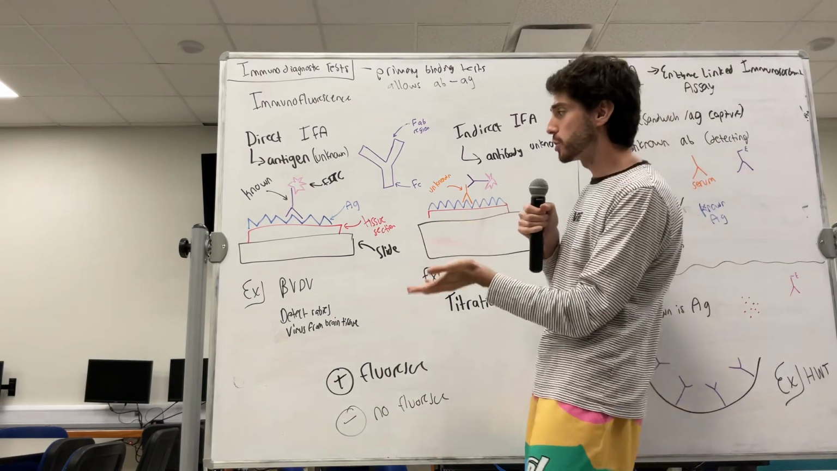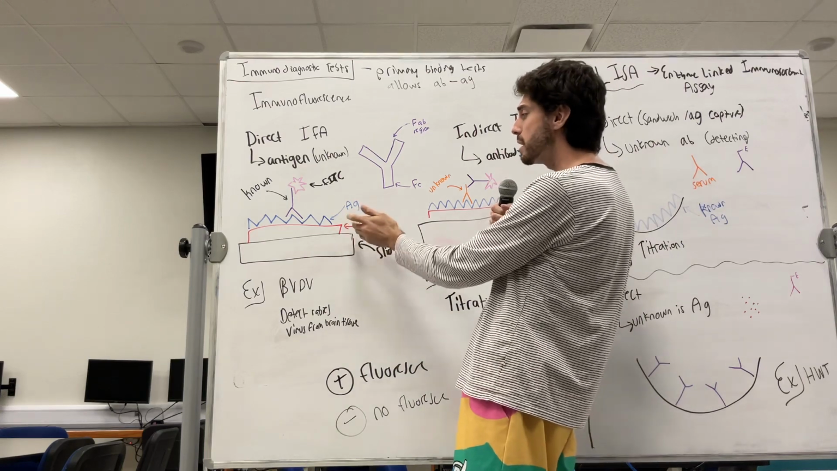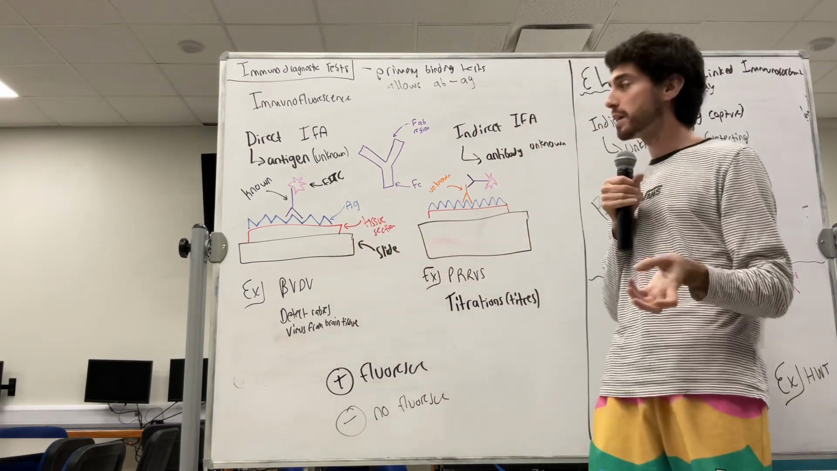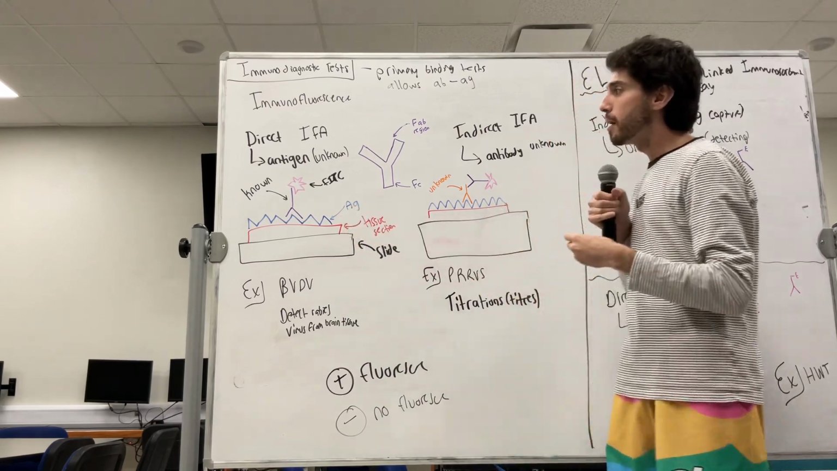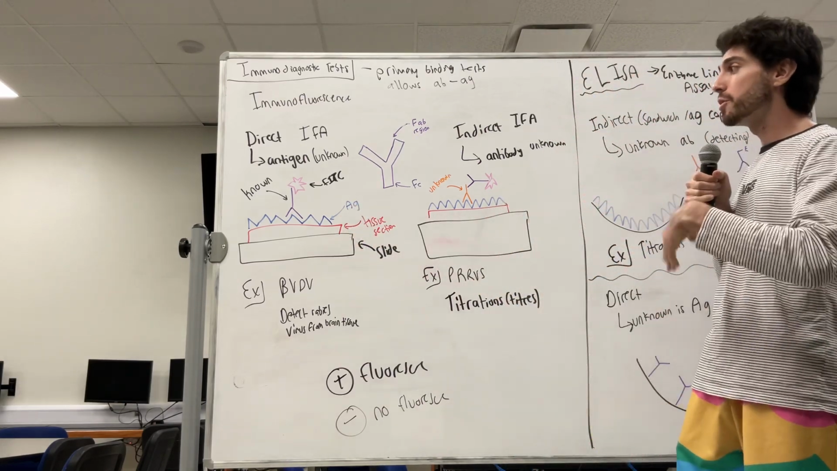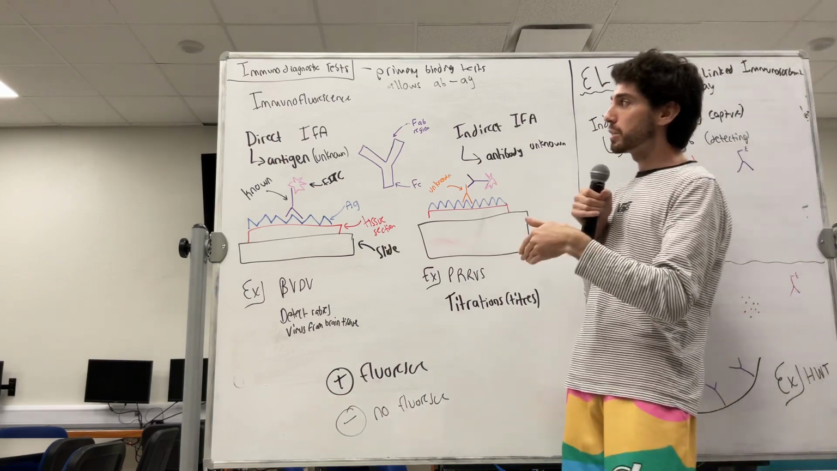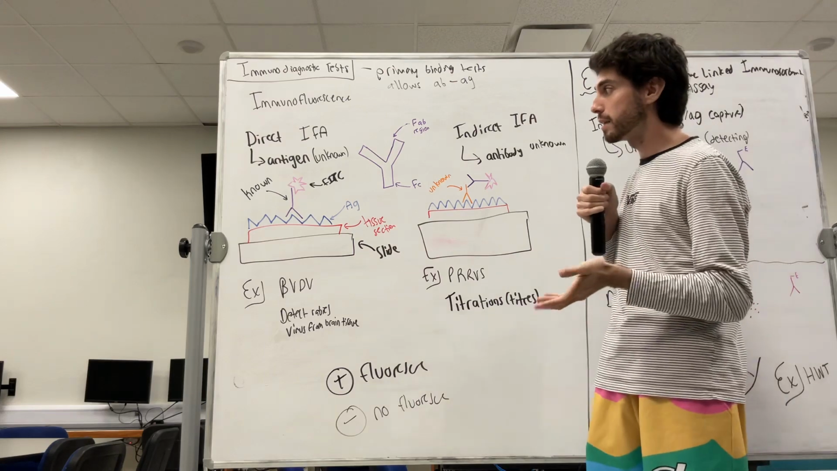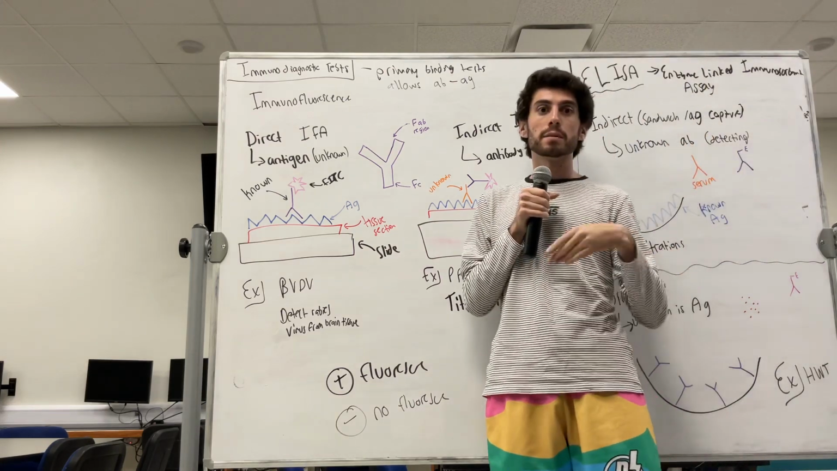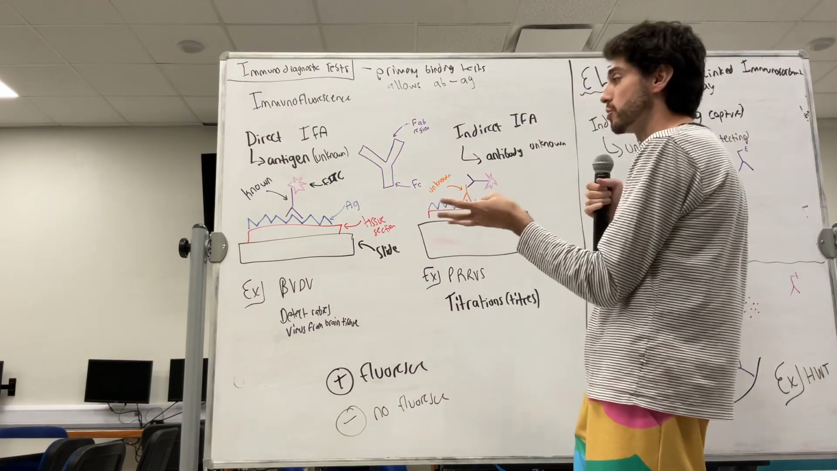So basically, we can just pretend that this is our slide. We have a tissue section. We can pretend it's brain, and on the brain, there are going to be some antigens, which are these blue spikes. And so the antigen, that's our unknown. So what we're going to do using this direct test is use a known antibody, and that known antibody is going to be able to bind to our specific antigen.